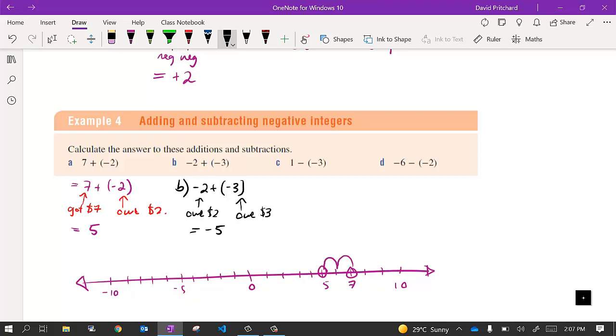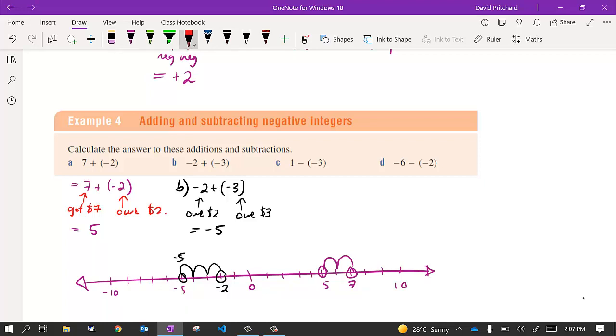Now, if we go through and do this one on the number line, we start off at negative 2, and then we go left because it's a negative, so 1, 2, 3. We end up at negative 5. There's our answer, negative 5, and we should all be nice and happy with that.